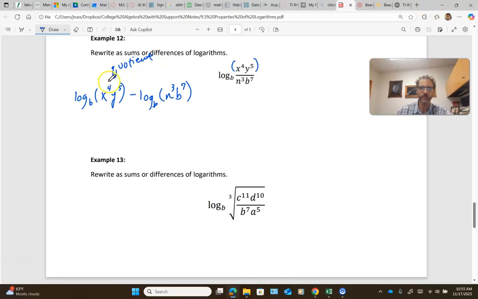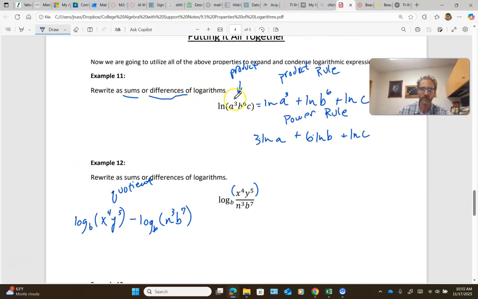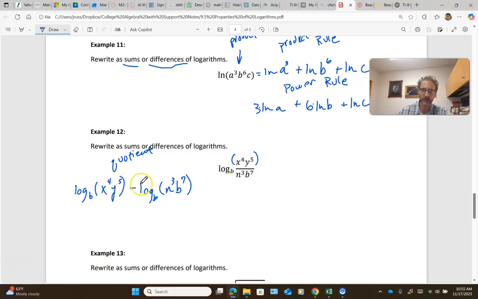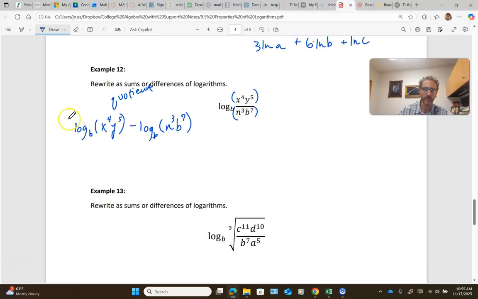There's kind of an order in which you utilize these rules. Typically it goes quotient rule, product rule, and then power rule is the last one. Obviously we didn't use quotient rule in this first one because it was not a quotient. But if you do have a quotient, then you'll use quotient rule to split that up first using subtraction. And then you're going to use product rule, because inside each of these two logarithms, we have products. So now what I need to do is use the product rule. I'll write this in the notes.